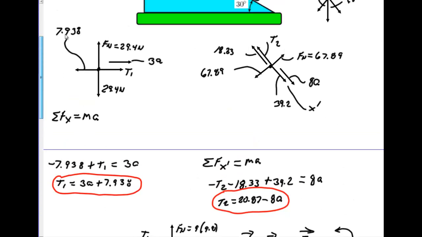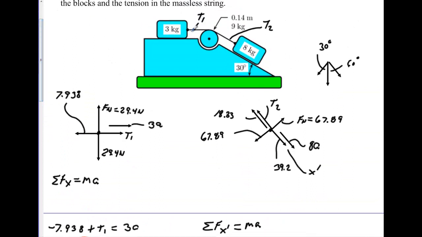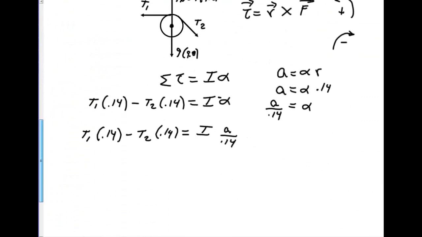Now what we want to do is go find what the moment of inertia is going to be, and we know the moment of inertia for an object like this is going to be 1/2 times the mass times radius squared. So we'll run that number.